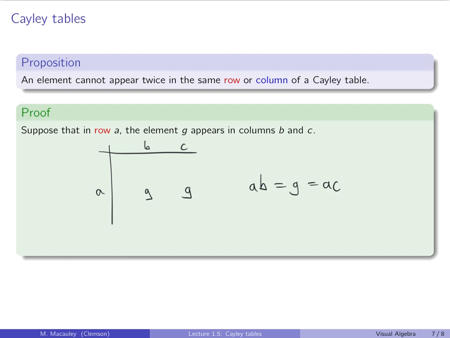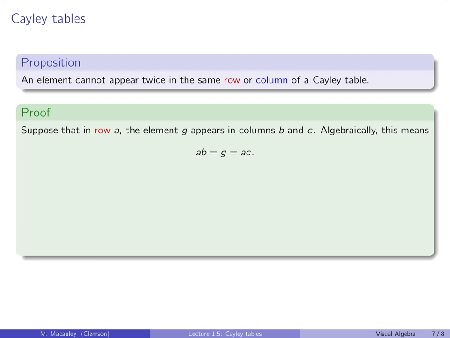Okay, so we have AB and AC equal to G. So now what are we going to do next? Remember what we're trying to show? We're trying to show B equals C. Well, we're basically there. We just multiply both sides by A inverse on the left. So if we multiply everything on the left by A inverse, we get A inverse AB equals A inverse G, which is A inverse AC, and that means that the A's cancel here, so B equals C.